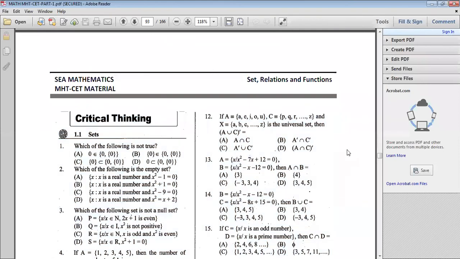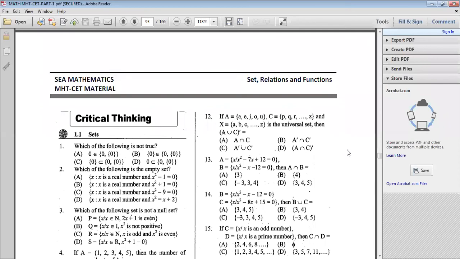It is direct formula only. Set A is given as AEIOU. Set C is given as PQR up to the Z. And X is given as ABC up to the Z, all the English alphabet. It is a universal set. Whatever the A union C whole dash, it is a direct formula only. Whatever may be the set, this formula is the whole score.